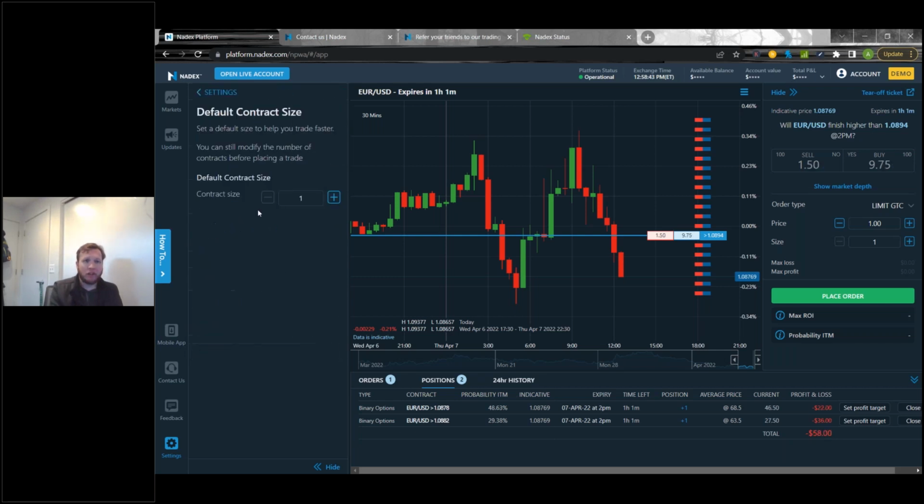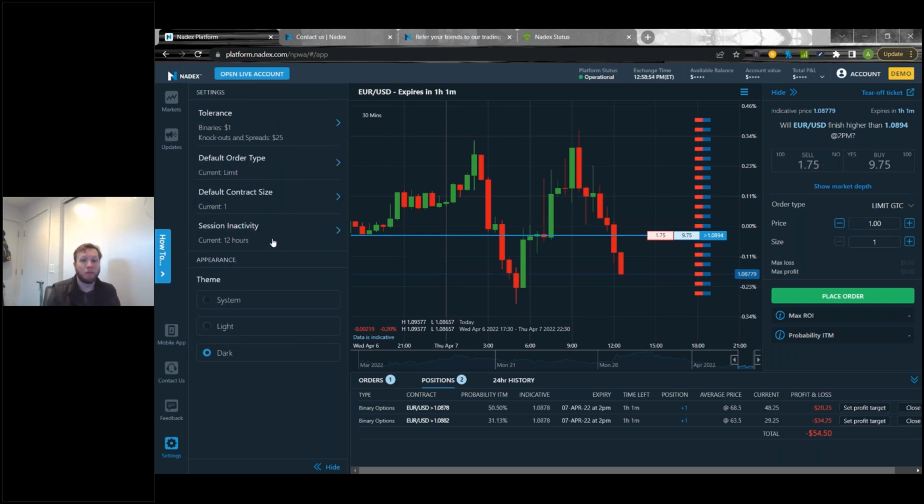We have our default contract size. Again, this is similar. You can set this to 10, and then every time you open up a ticket, it'll be 10 size. I highly recommend just keeping it to 1 unless you always trade 10 lots, because you don't want to accidentally get into more contracts than you thought you would be able to get into.